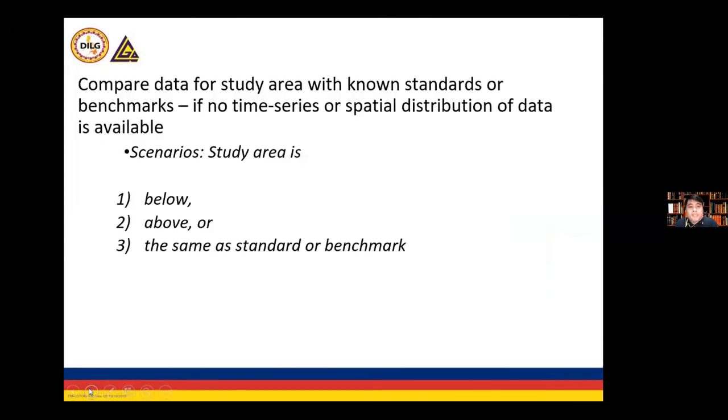So compare the data for study area with known standards or benchmarks if no time series or spatial distribution of data is available. So meron tayong mga benchmarks, no? Ano ba yung mga benchmarks natin? For example, sa mga assessment na kinakandak ng DILG, merong mga minimum benchmarks. Sa child-friendly local governance audit, for example, dapat merong, ano ba yan? Yung mga, sa malnutrition rate, ano pa ba yun? Sa child mortality rate, at saka, ano pa ba yung sa mga child-friendly local governance audit na indicators natin.